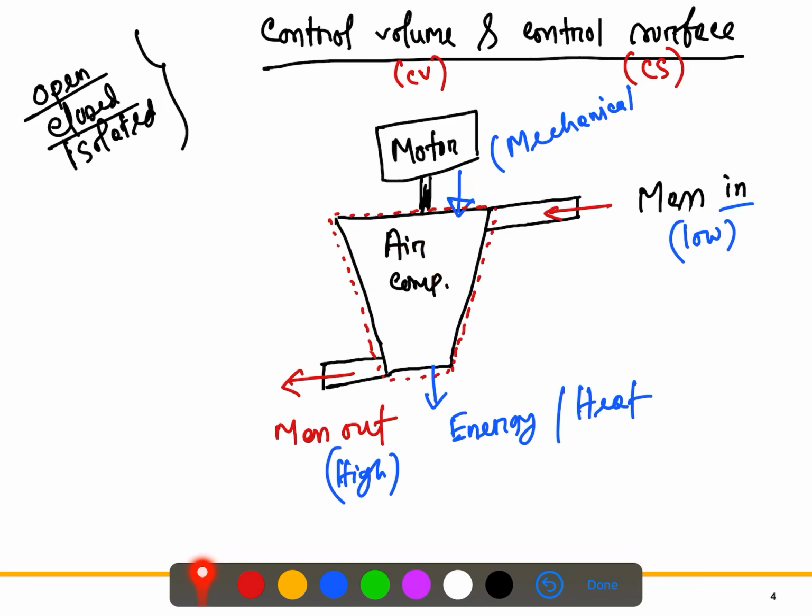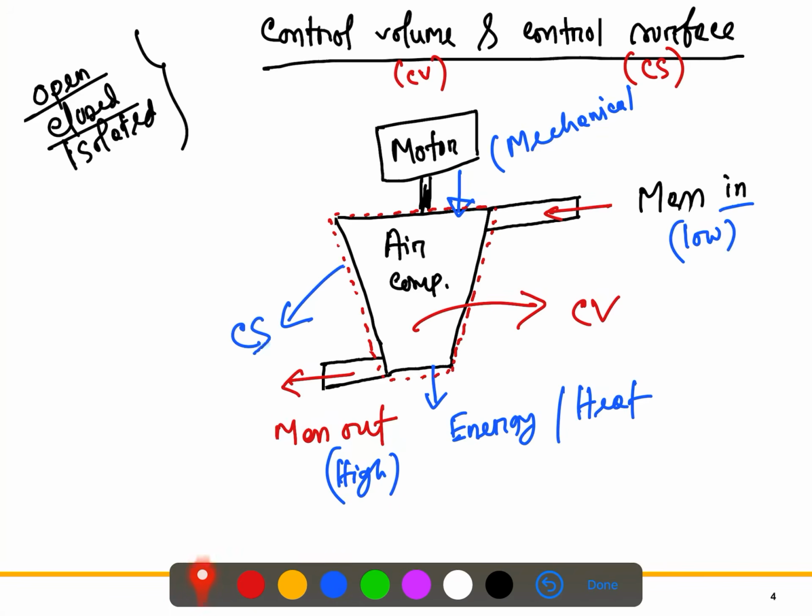This dotted line, the surface of this dotted line, is called the control surface. So this is CV, the control volume, and the surface of this dotted line is CS. For the control volume, what matters is where the mass interaction is happening between the system and the surroundings. That's most important, and we'll discuss a bit more during the lecture.